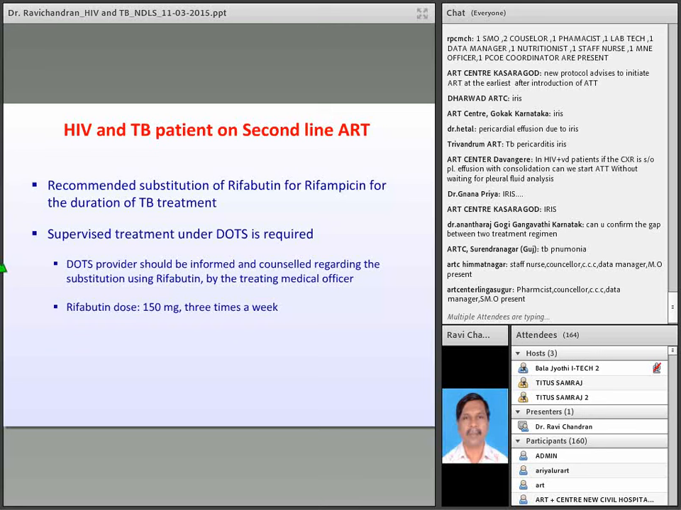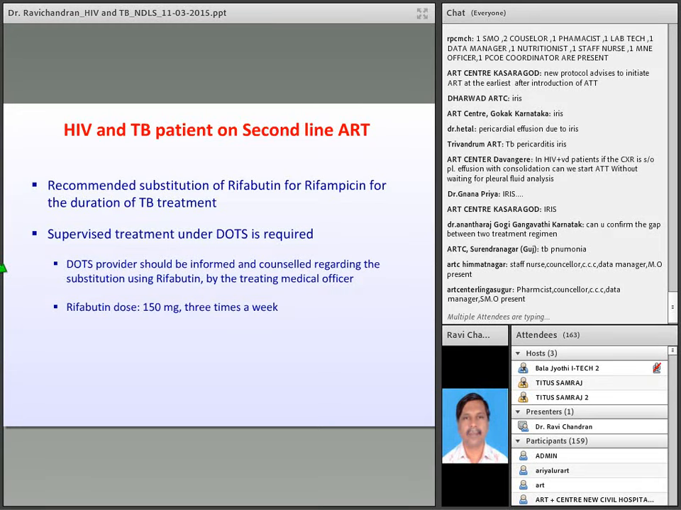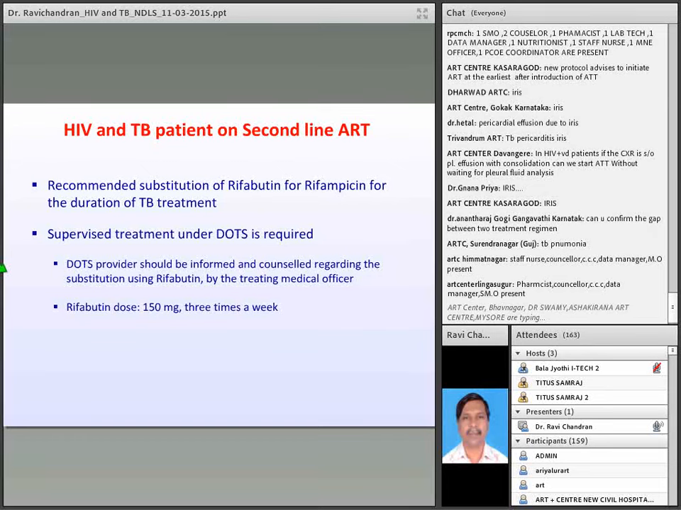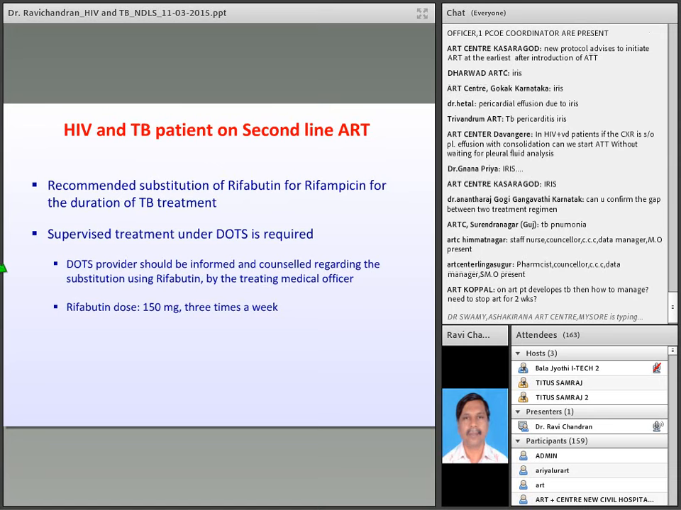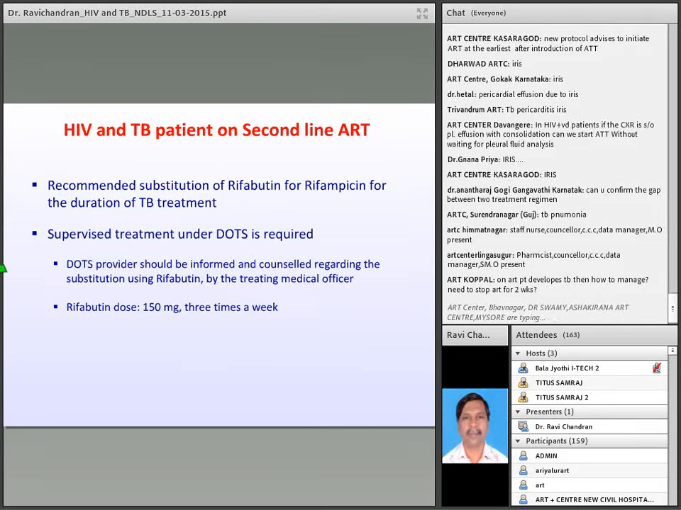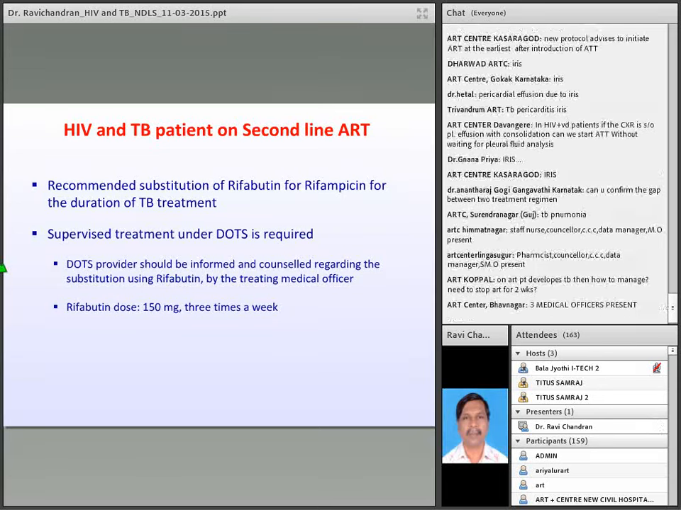And this rifamycin can be substituted with rifabutin for the duration of TB treatment in patients living with HIV and tuberculosis who are on second line ART. And again, supervised treatment is required. And rifabutin dose is 150 mg 3 times a week.